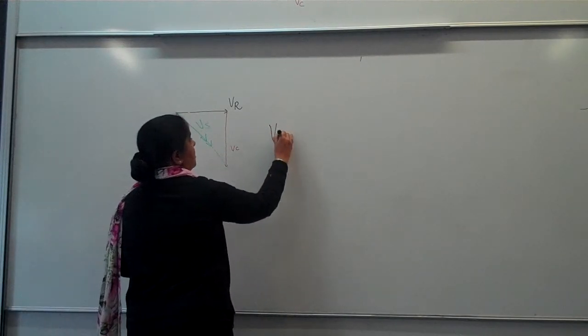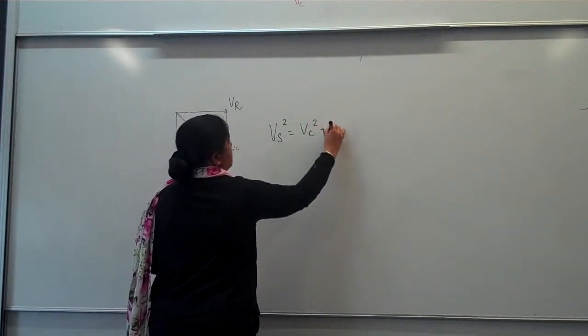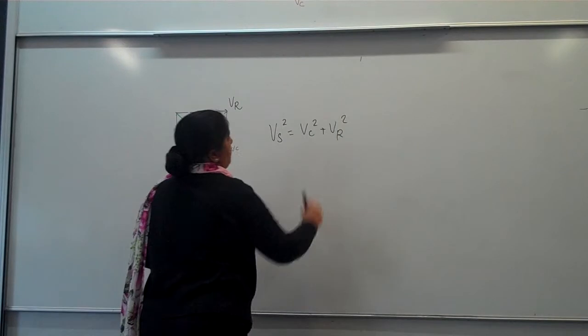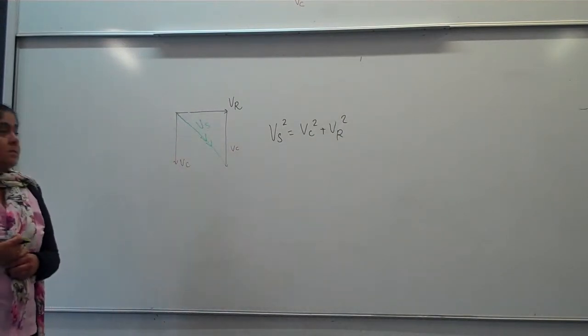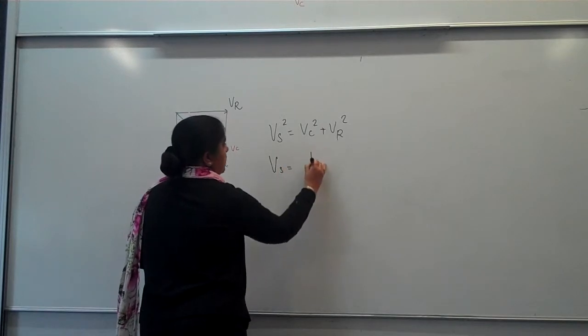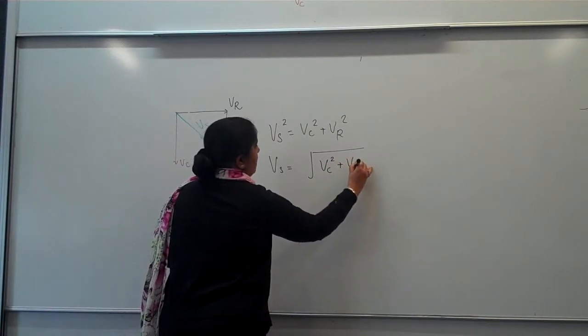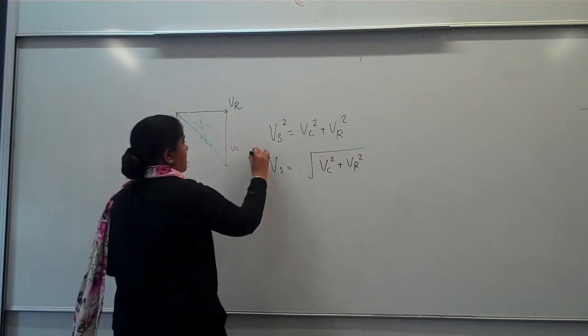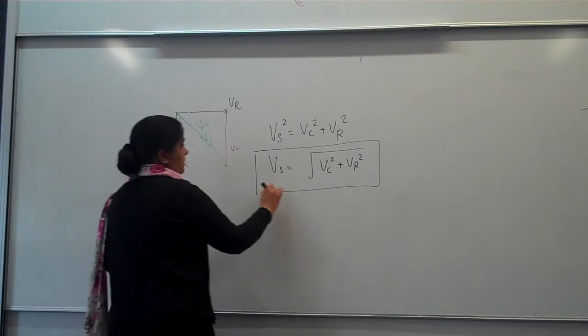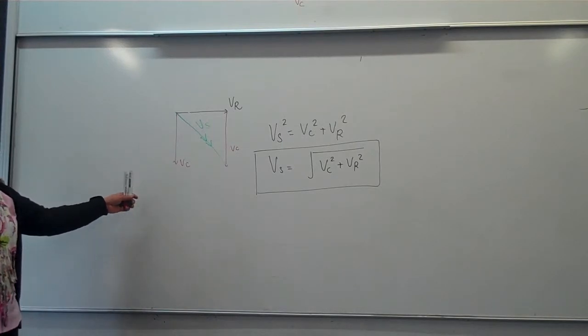And then to get the value of VS, what do we need to do? Pythagoras. VS squared is VC squared plus VR squared. Okay, that gives us the VS value. VS is the square root of VC squared plus VR squared. Another important equation. You can only write this if you have an understanding of the phasor.